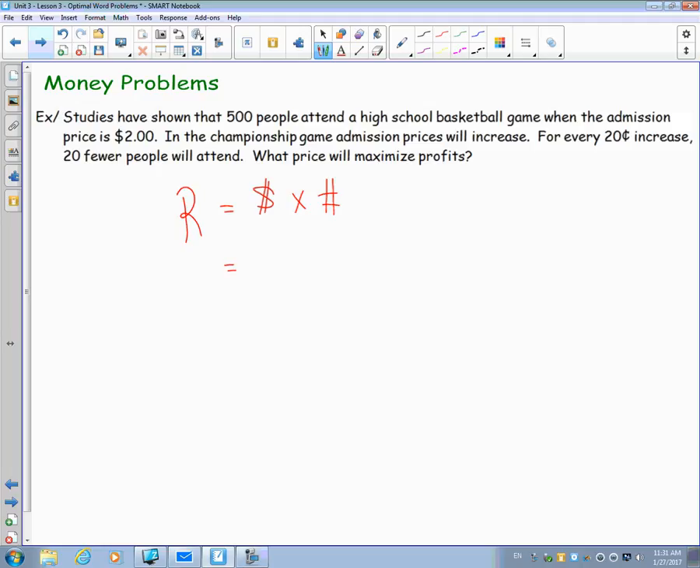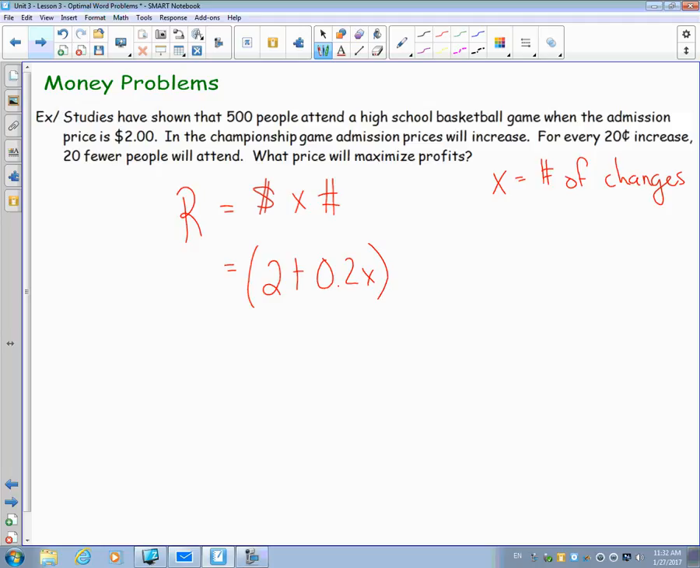So the way we used to set this up was, what was your price? What were you selling? We're looking at a high school basketball game where the admission price is $2. In a championship game, admission prices will increase. They're going to go up. How much? 20 cents every time I change the price. So in money problems, X always refers to the number of changes. Maybe they're going to increase the price once, or twice, or 10 times. We don't know that. That's where the X comes in.